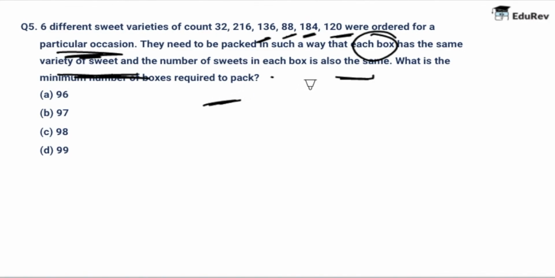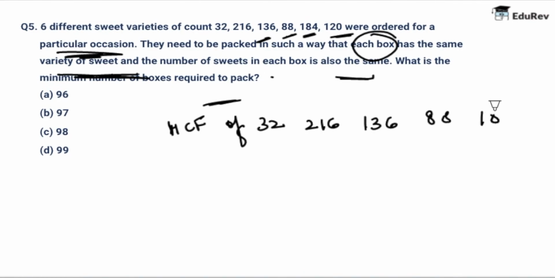Now we basically have to find the HCF and then divide the total sweets by that. So all sweets need to be packed and each box has the same variety. This implies the number of sweets in each box should be the HCF of the different counts of sweets. That is the HCF of 32, 216, 136, 88, 184 and 120, and all of this is going to be 8.